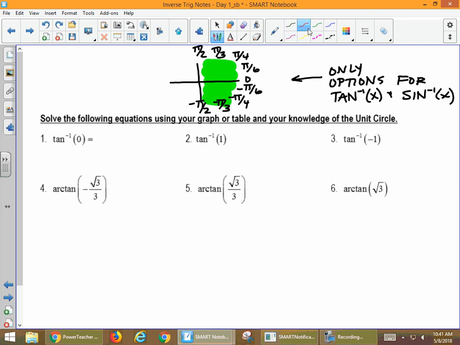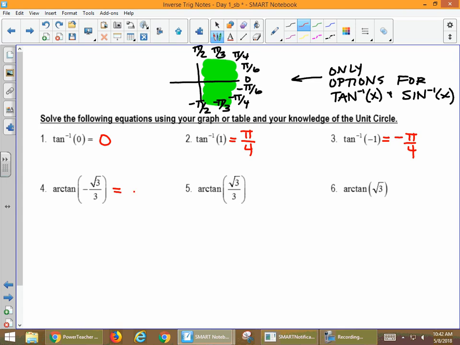Okay, let's see these real quick. What's arc tan of 0 or tan inverse of 0? 0. Where is tangent 1? Positive 1, pi over 4. Where is tangent negative 1? Negative pi over 4. Where is tangent negative radical 3 over 3?